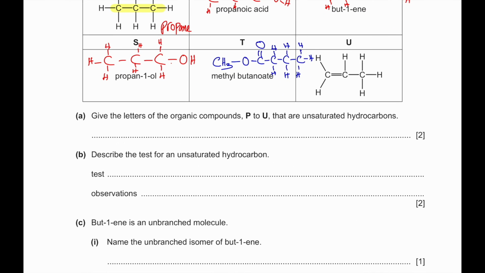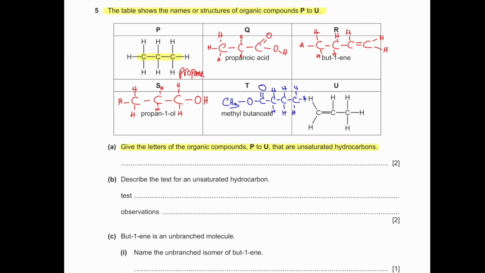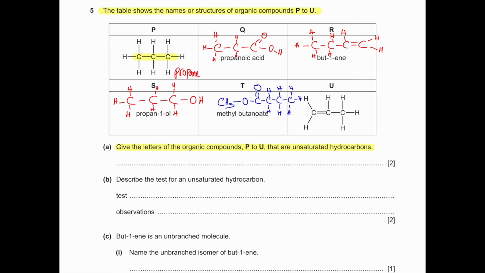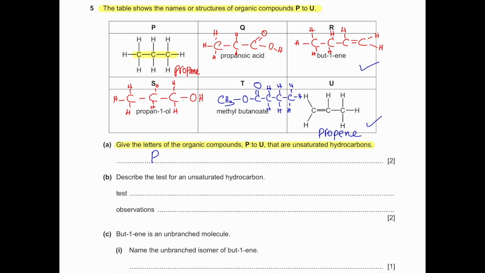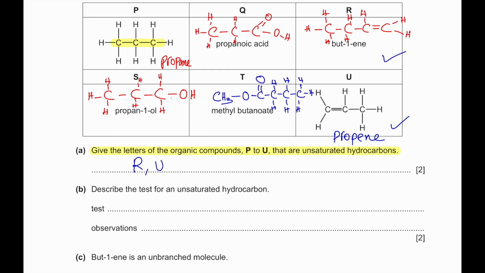All right, give the letters of the organic compounds P to U that are unsaturated hydrocarbons. So now, unsaturated hydrocarbons will have a carbon-carbon double bond. So we can see there is but-1-ene, and then there is U, which is propene. So R and U both are unsaturated.